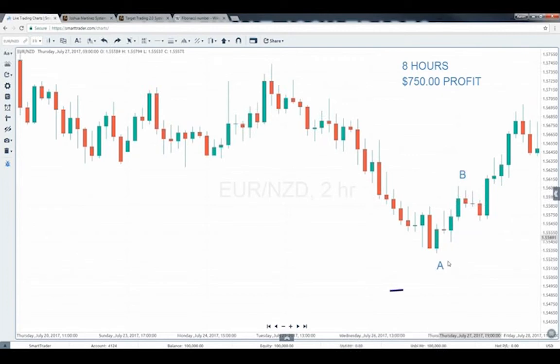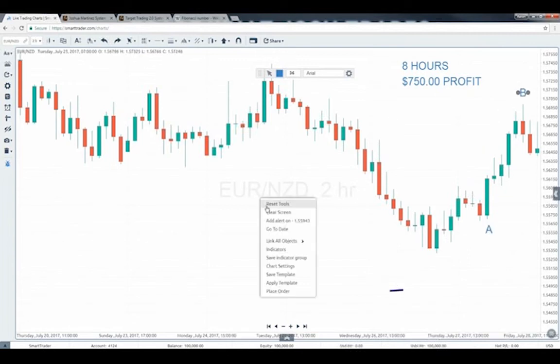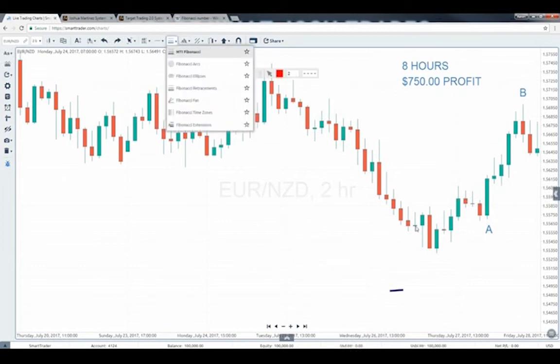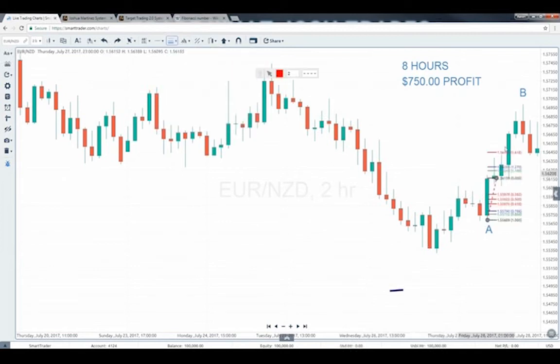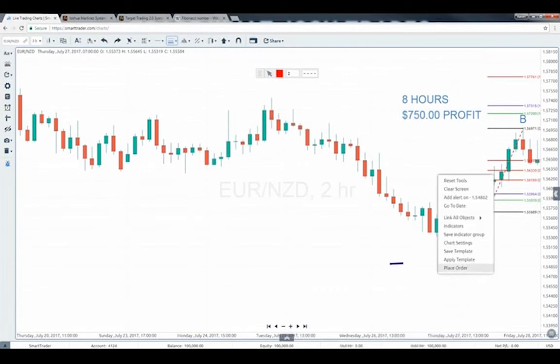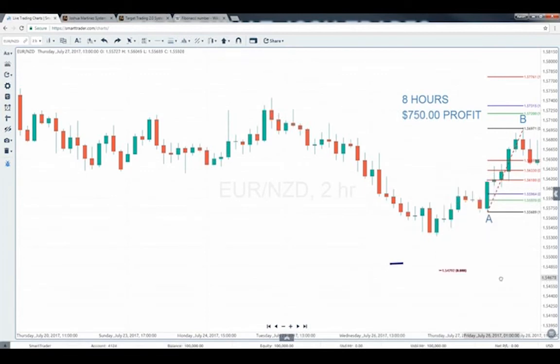Now what we do is our old C is our brand new A. Our B now moves right up here. Now what I do is I grab my Fibonacci and go from point A right on up to point B just like this. I draw out my brand new Fibonacci and I'm looking for an entry point to get into this opportunity.